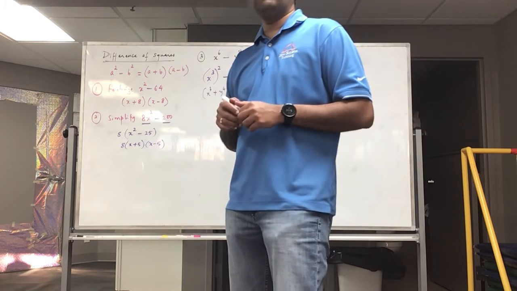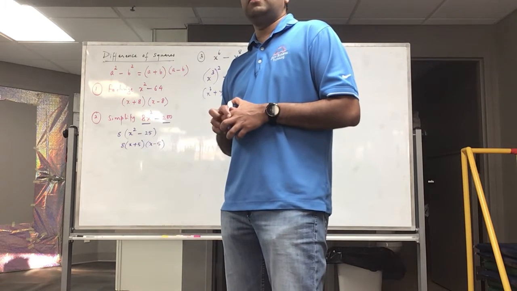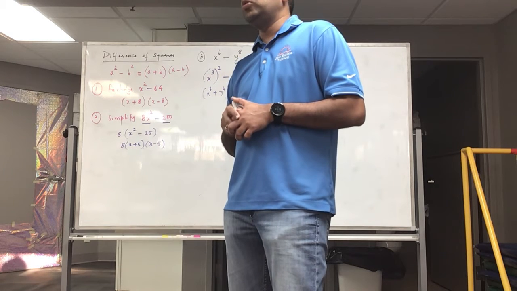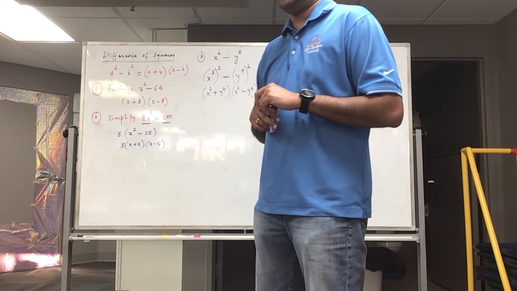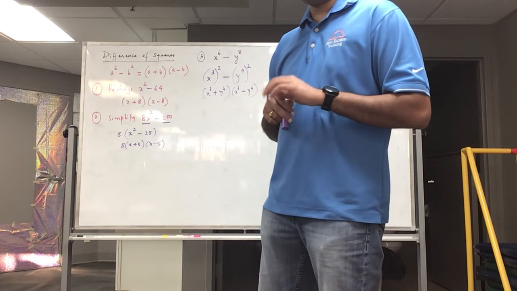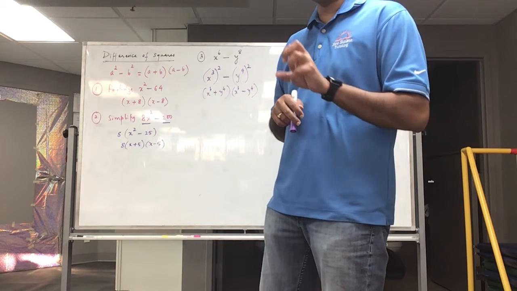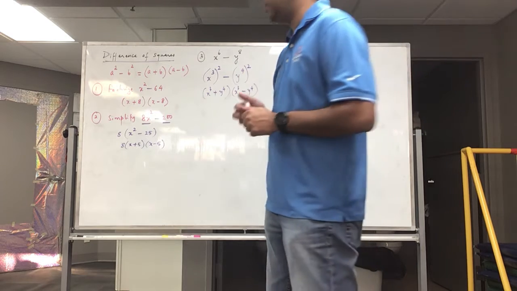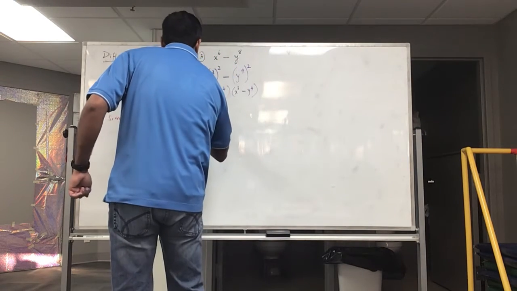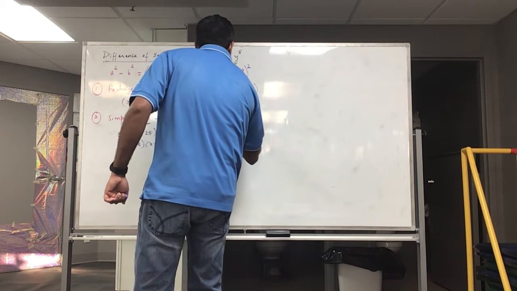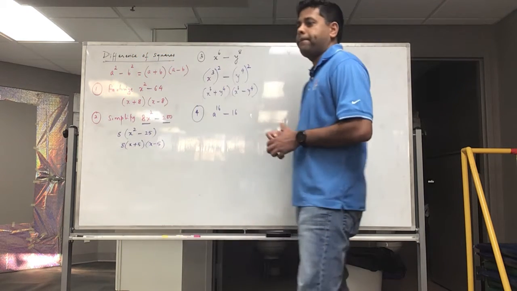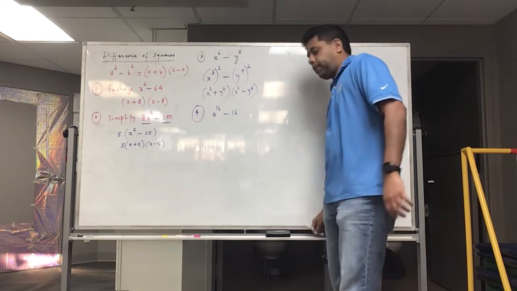And I remember the data: only 2% of the students who took that test got it right, only 2%. So I still believe many of you should get it here. We'll see. Question number 4. Factorize a raised to 16 minus 16. Go.